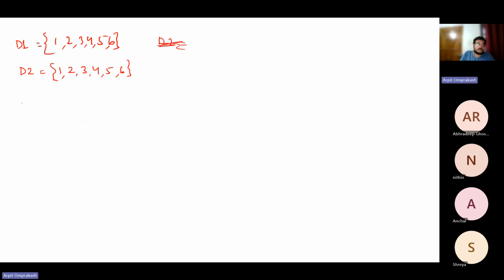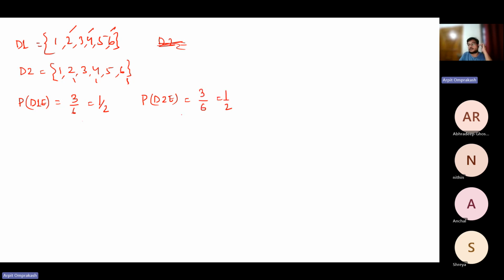So the probability that die 1 is even is basically 3 by 6, because we have three even numbers and in total we have six numbers. So it's 3 by 6, which is 1 by 2. Similarly, the probability that die 2 is even. These are separate events: die 1 is even, and die 2 gives us even. These are two separate events we are calculating. Again, since there are three even numbers, it will be 3 by 6, which is 1 by 2.